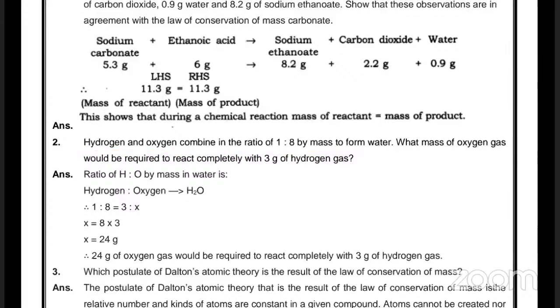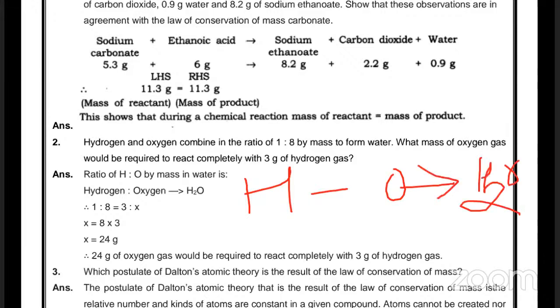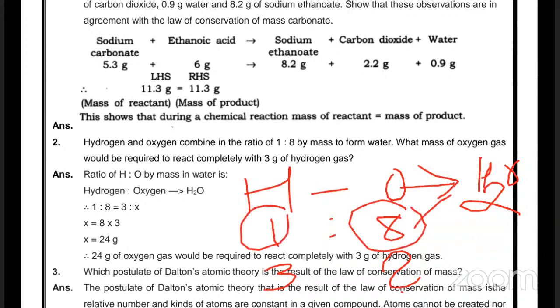अभी उन्होंने बताया कि हाइड्रोजन एंड ऑक्सीजन से हमें वाटर मिल रहा है, बट इसका रेशो क्या है 1:8. So you have to calculate what mass of oxygen would be required to react completely with the 3 grams of hydrogen. उन्होंने क्वेश्चन पूछा है कि ऑक्सीजन कितना चाहिए मुझे अगर मेरे हाइड्रोजन 3 ग्राम रिएक्ट कर रहे हैं.